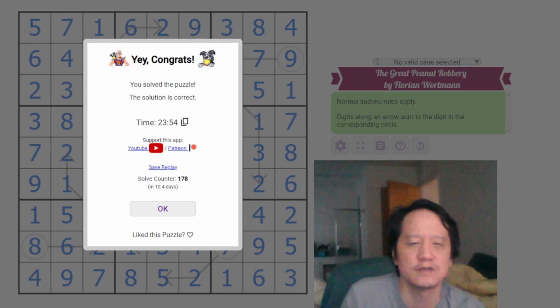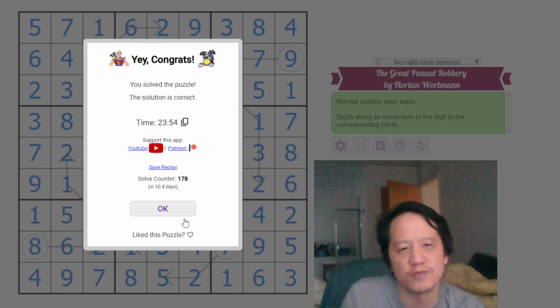Yeah, just basically go through the different possibilities for the arrows. And go for the sun.